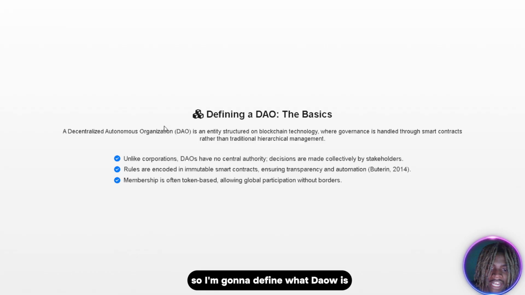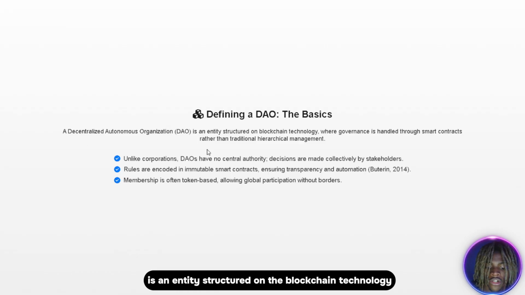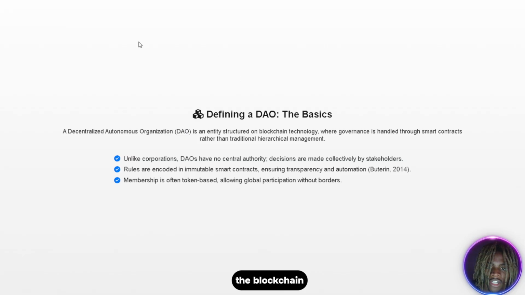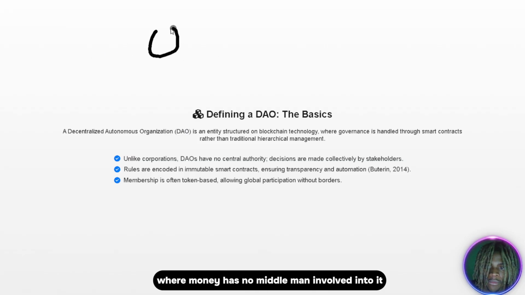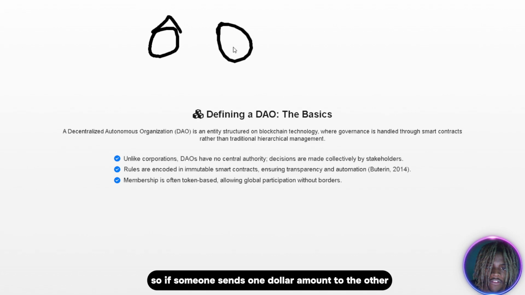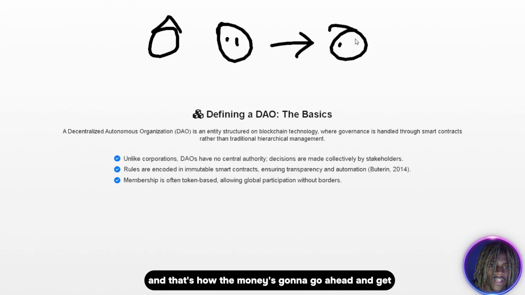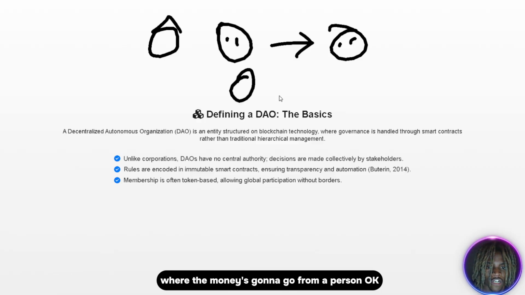So I'm going to define what DAO is. A decentralized autonomous organization is an entity structured on the blockchain technology. The blockchain technology is a decentralized environment where money has no middleman involved in it. So if someone sends a $1 amount to another, that's how the money is going to get received, instead of a wire transfer system where the money goes from a person.